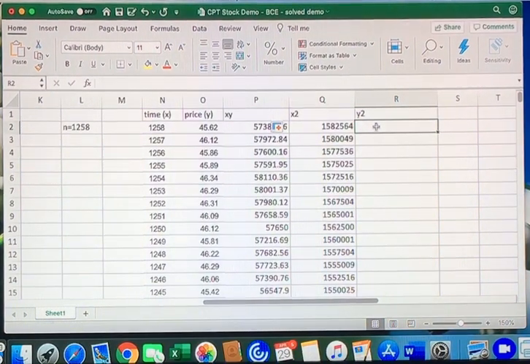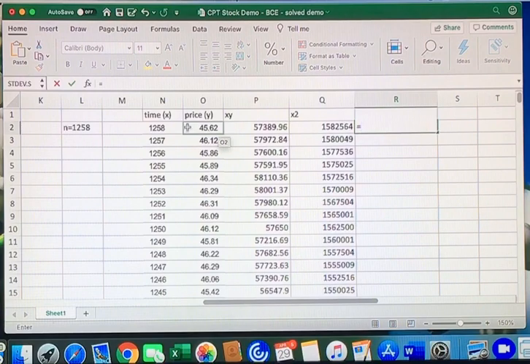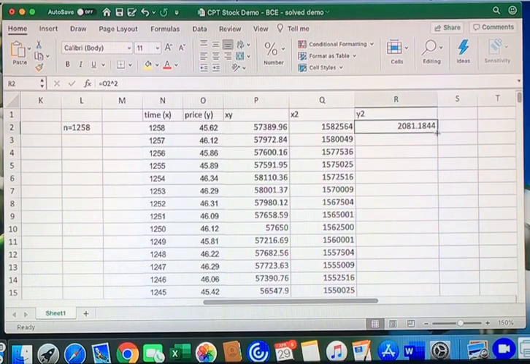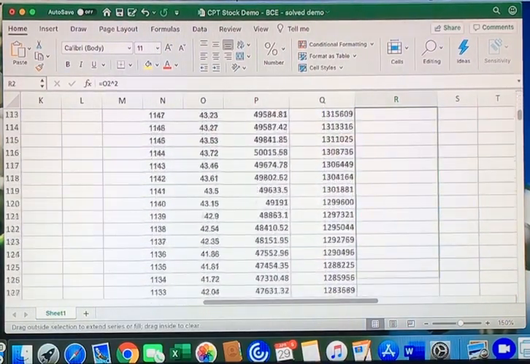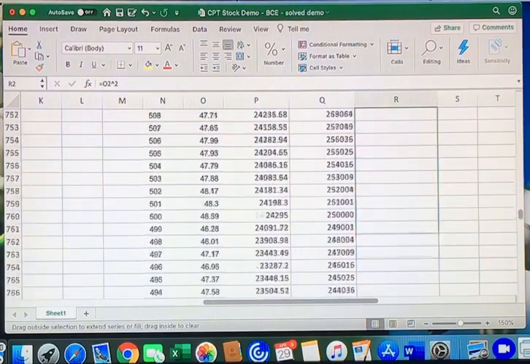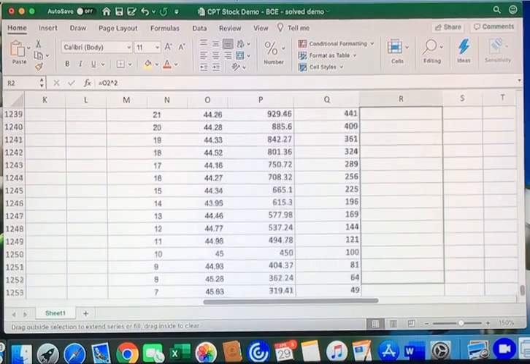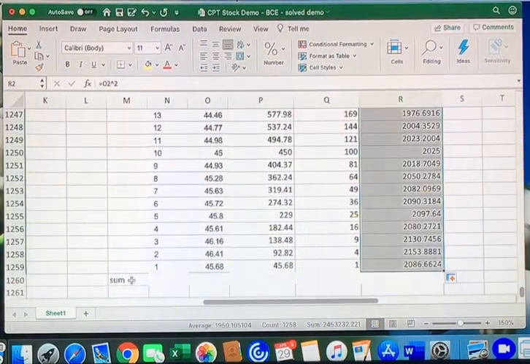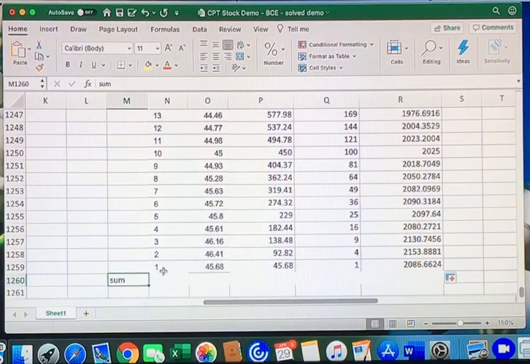Anyway, again, the formula for it equals, and I want to go y squared. So I click on y, and I go hat 2. Or I could just go y times y. And that's going to be 45.62 times 45.62, which is about 2,000 a bit. Okay, and then again, fat plus to skinny plus, replicate all the way down till we get to the bottom of my data set. Okay, now we've got all of these different calculations done. Now we're going to use our sums for all these. And if you notice, I've already got sum written over here. I want to sum up x.